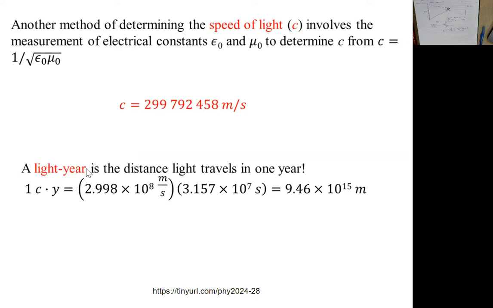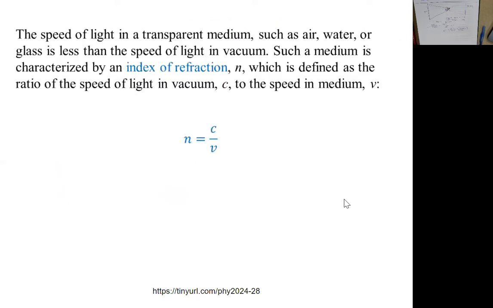And the distance light travels in 1 year is called a light year. That's a measure of distance. This is equal to 1 times the speed of light times the number of seconds in a year, and that gives you 9.46 times 10 to the 15 meters. Okay, so that's how far the light can travel in a year.